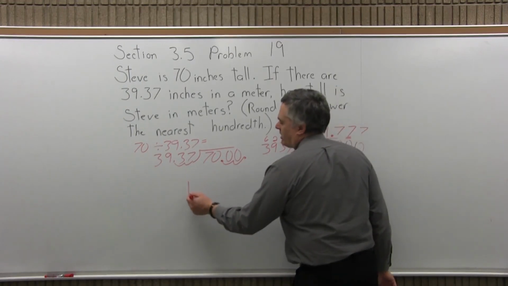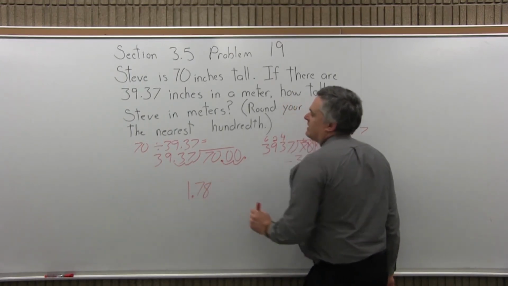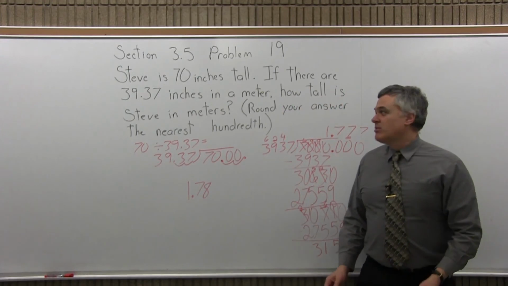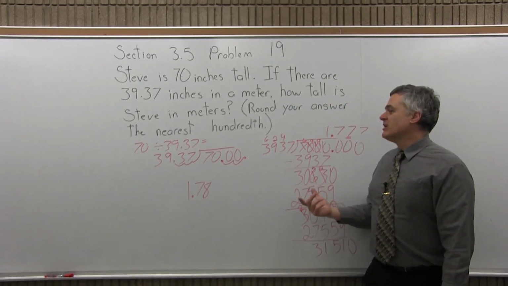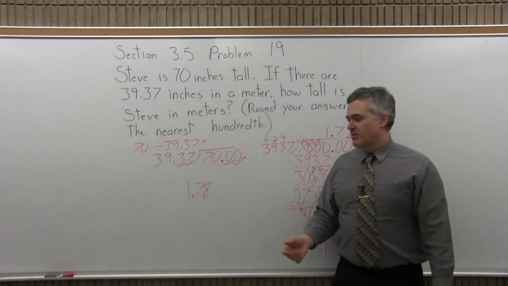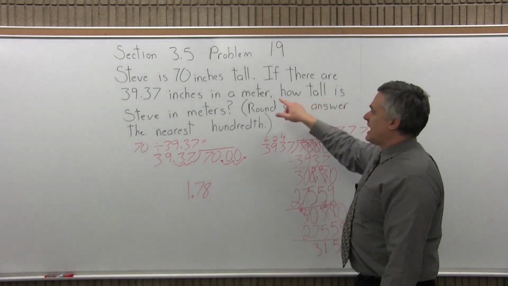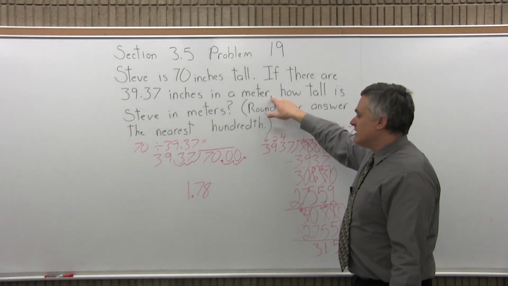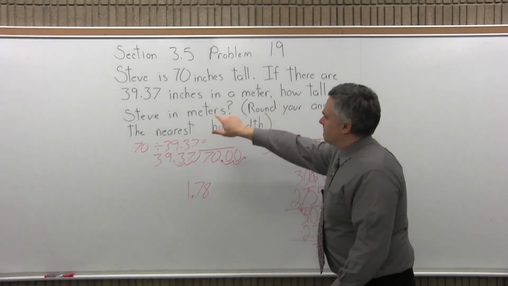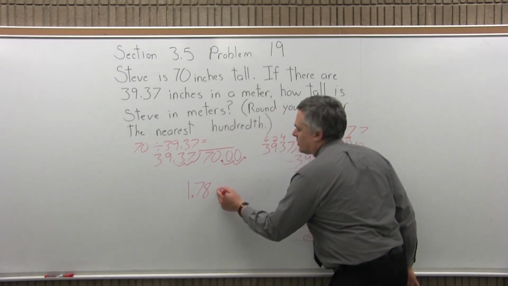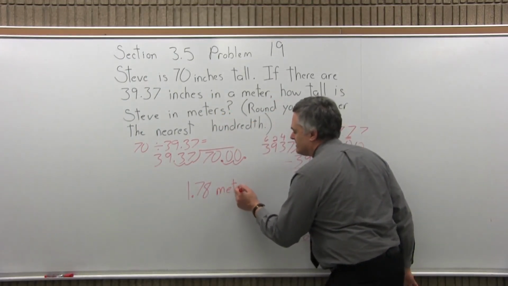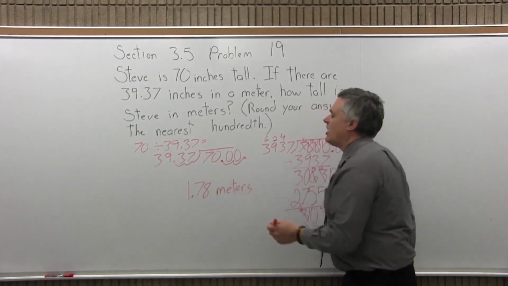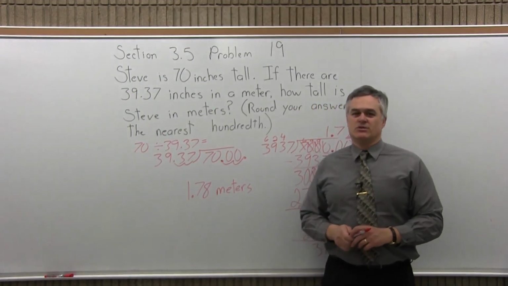I have 1.78. Now, because this is an application problem and it involves units of measure, I can't just leave a number. I can't say 1.78. The question was, how tall is this guy Steve in meters? So the answer is 1.78 meters. If Steve is 70 inches tall, that means he's 1.78 meters tall also.